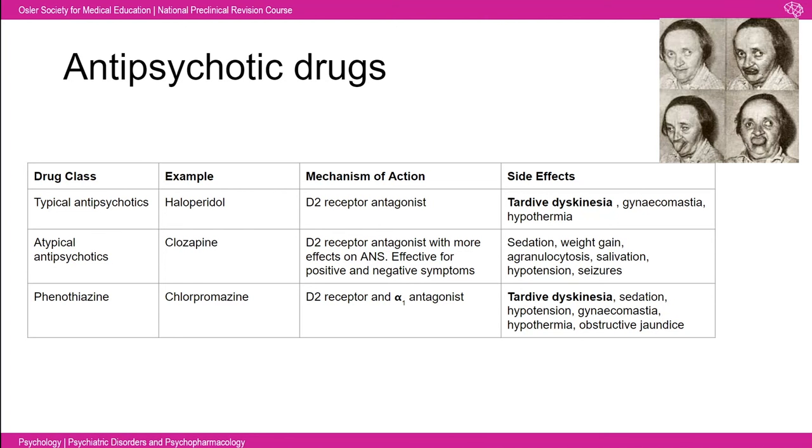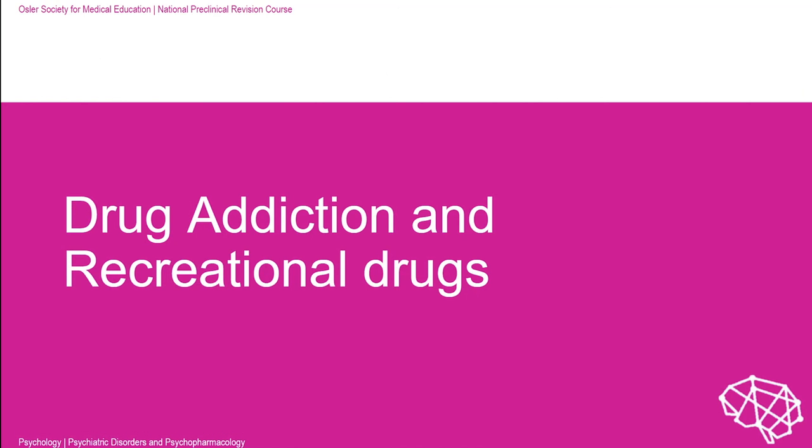Then you've got chlorpromazine, which is a type of drug called a phenothiazine. It affects the D2 receptors like the others, and it's also an alpha-1 blocker. It also has very similar side effects to the typical antipsychotics, with tardive dyskinesia, sedation, hypertension, gynecomastia, hypothermia, and obstructive jaundice. So those are the main ones that you need to know about. So that's great. We're going to move on to drug addiction and recreational drugs now.